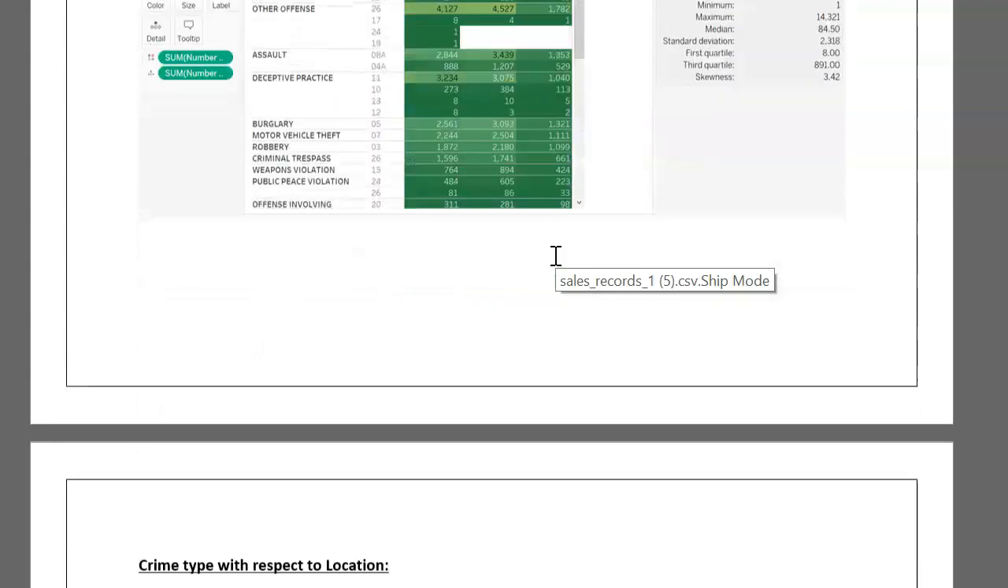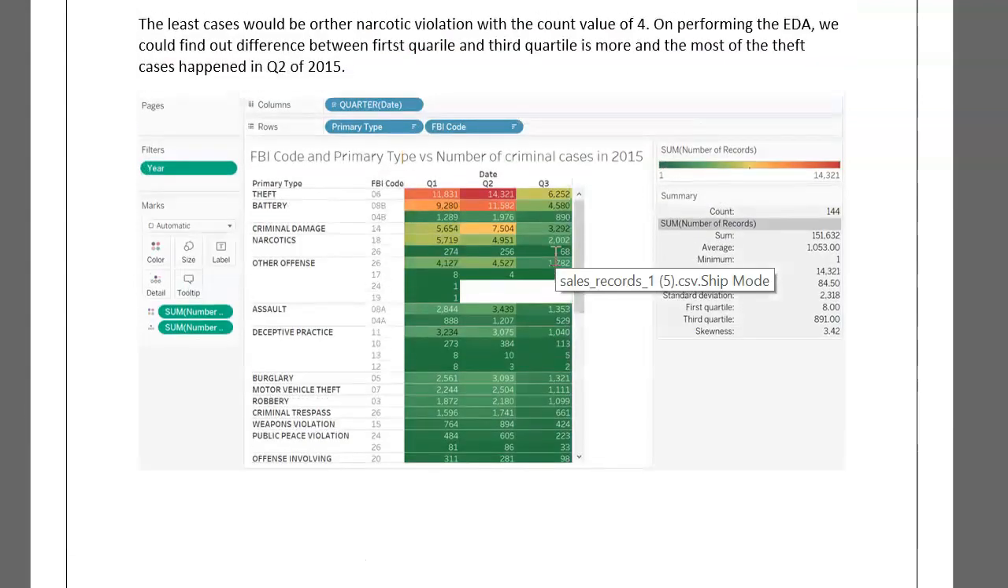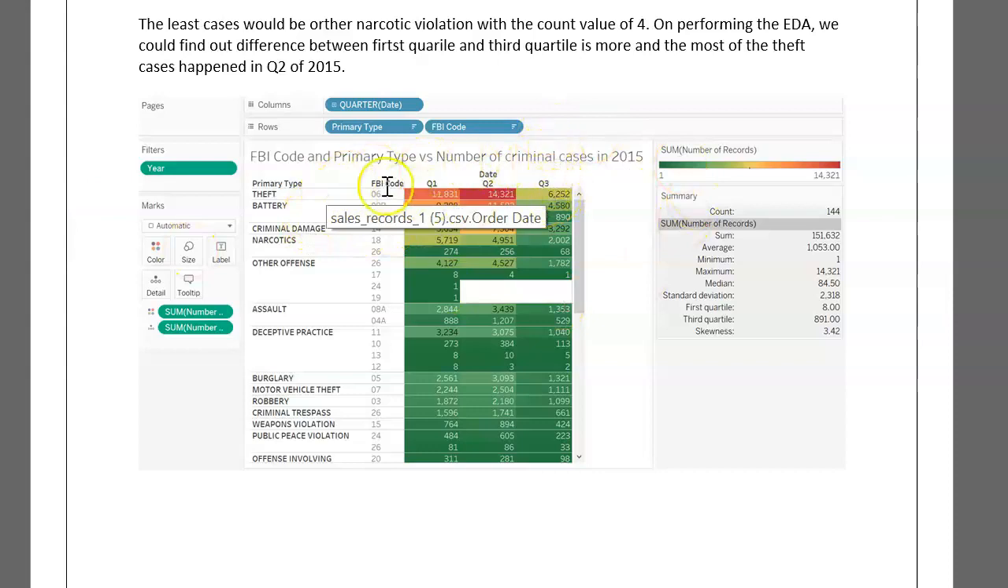So as a suggestion, what we can come up with from this data is that the FBI or the organization investigating this case can be much more cautious in identifying the theft which happens in Q2. In turn, more interrogations need to be done, basically for the theft primary type and the FBI code 006. If Q2 can be focused on, it will be good.